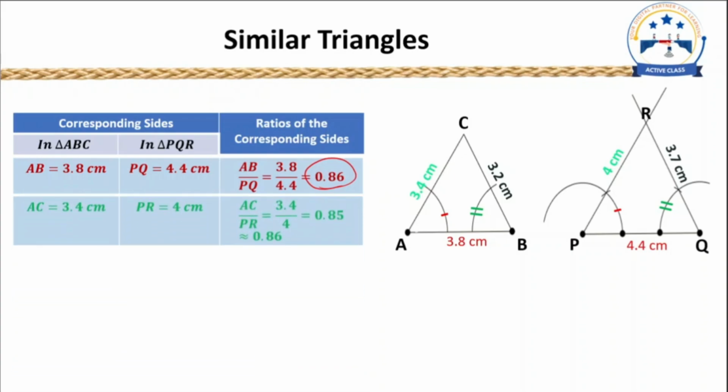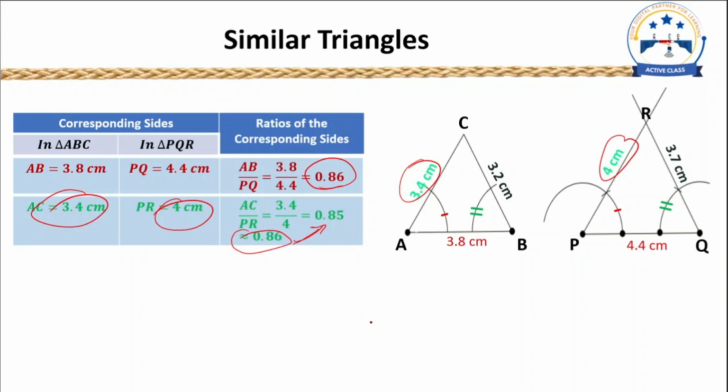Let's see. Here I've got AC equals to 3.4 centimeter and PR equals to 4 centimeter. If I calculate the ratio, then I get 0.85, which is nearly equal to 0.86. This is 0.01 less than 0.86. So we can call them equal.